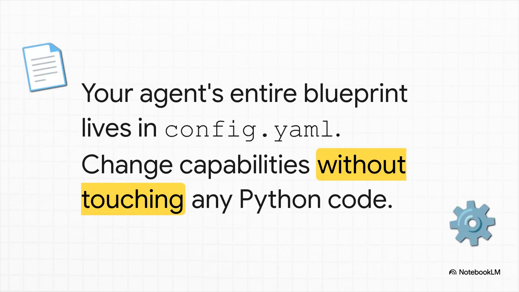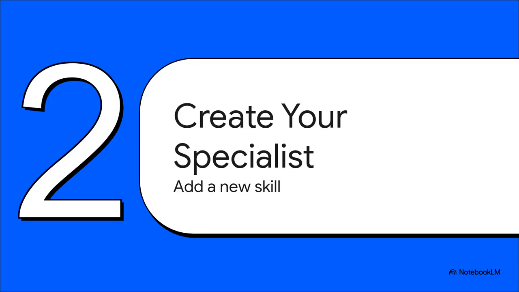Okay, this part right here is a total game changer. The entire structure of your agent system, all its specialists, all its prompts, lives in one single YAML file. You want to try a different model or add a new skill? You just edit the config file. No more digging through Python code just to make a simple change. It's so fast.